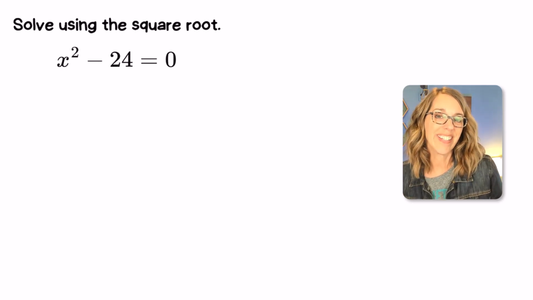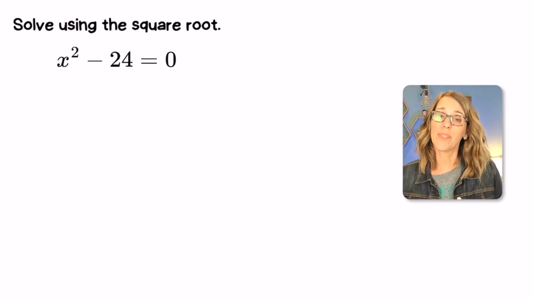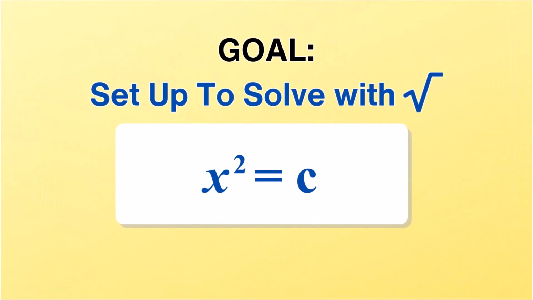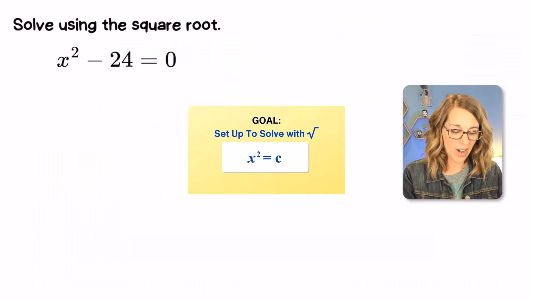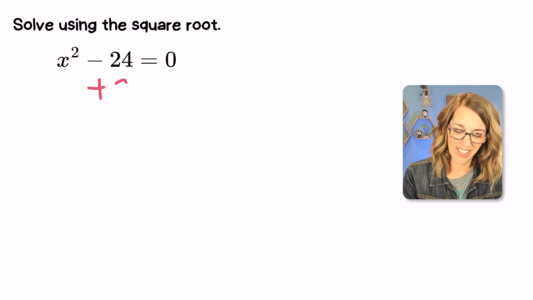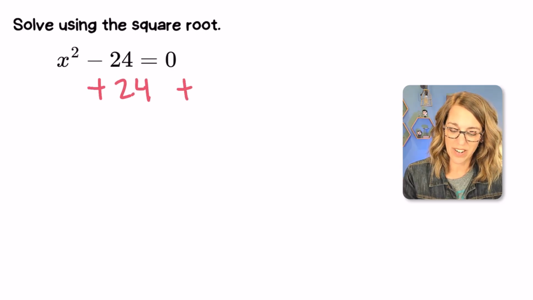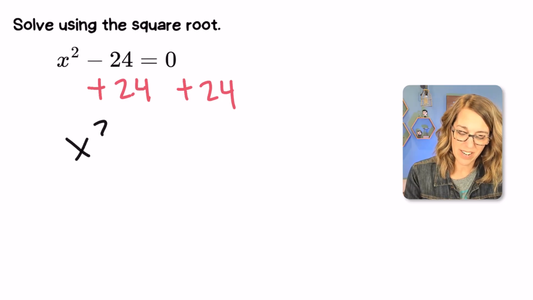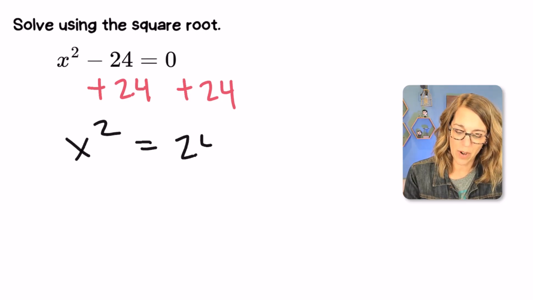A really easy way to solve this quadratic equation is with a square root. But in order to use a square root, you need your x on one side squared, and then on the other side, that c stands for a constant, so just a number. We are so close. We just need to add that 24 to both sides, so we've got the x squared by itself. Okay, so now we've got x squared is equal to 24.